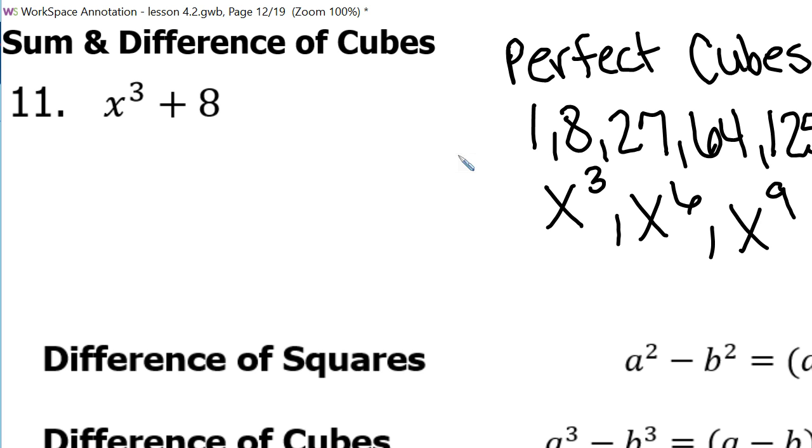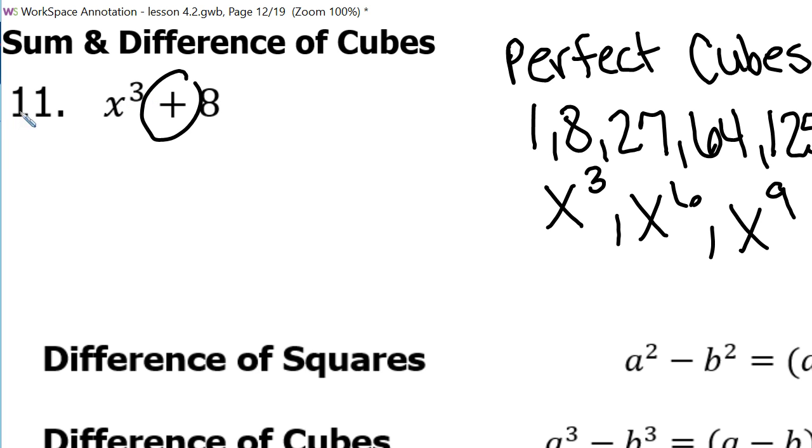Okay, on the back page, we're going to be using the bottom two formulas. Either it's going to be a difference of cubes or a sum of cubes. So looking at number 11, we need to figure out, do we have a difference of cubes or a sum of cubes? Sum of cubes. So this is the formula we're going to be using. Well, first of all, is x cubed a perfect cube? Yeah. Is 8 a perfect cube? Yes, so this is a sum of cubes.